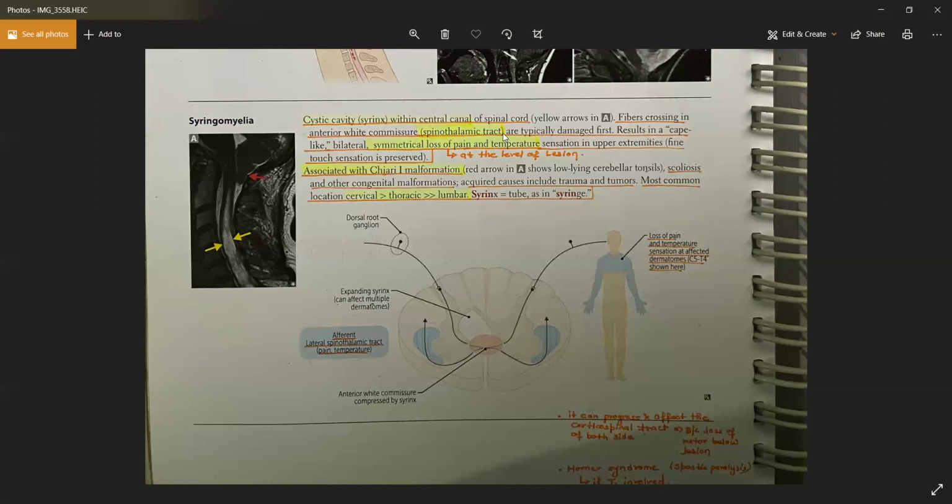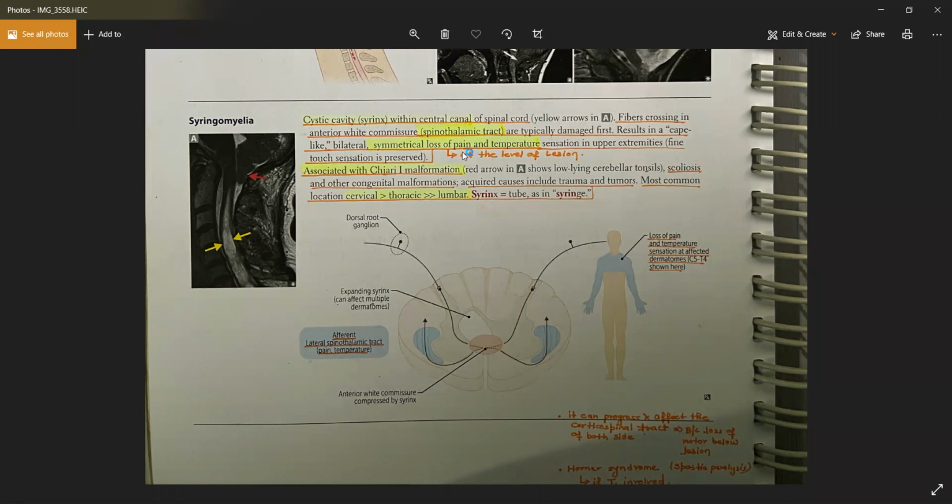As the cavity increases in size, it will also compromise other structures like the corticospinal tract. As a result, we'll get the paralysis later in the course. So first of all, you will get the symmetric loss of pain and temperature. Sensations from the upper extremities will sometimes be kind of normal, but they can be damaged again. Okay, doesn't matter.